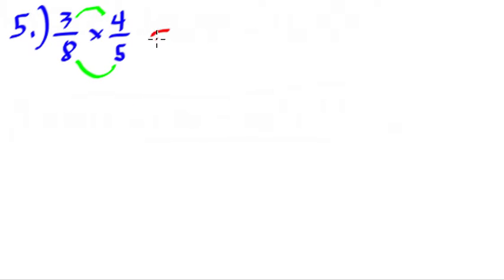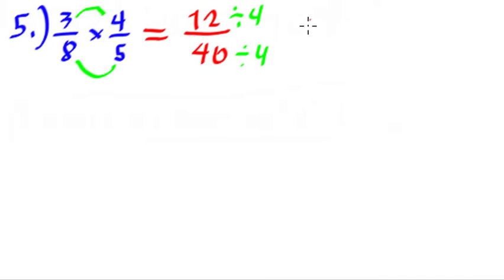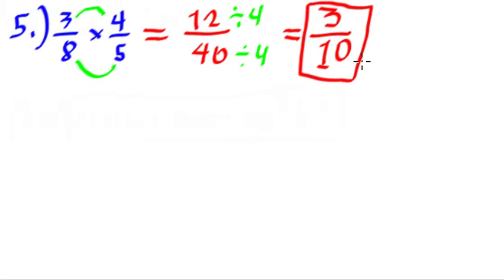3 times 4 is going to give us 12. And 8 times 5 is going to give us 40. So I think they have a common divisor, which is 4. So let's divide this by 4. Divide this by 4. And then, what will that be? So 12 divided by 4 is 3. 40 divided by 4 is 10. So yeah, there's no more common divisor or factor here. So this is our answer, 3 over 10.